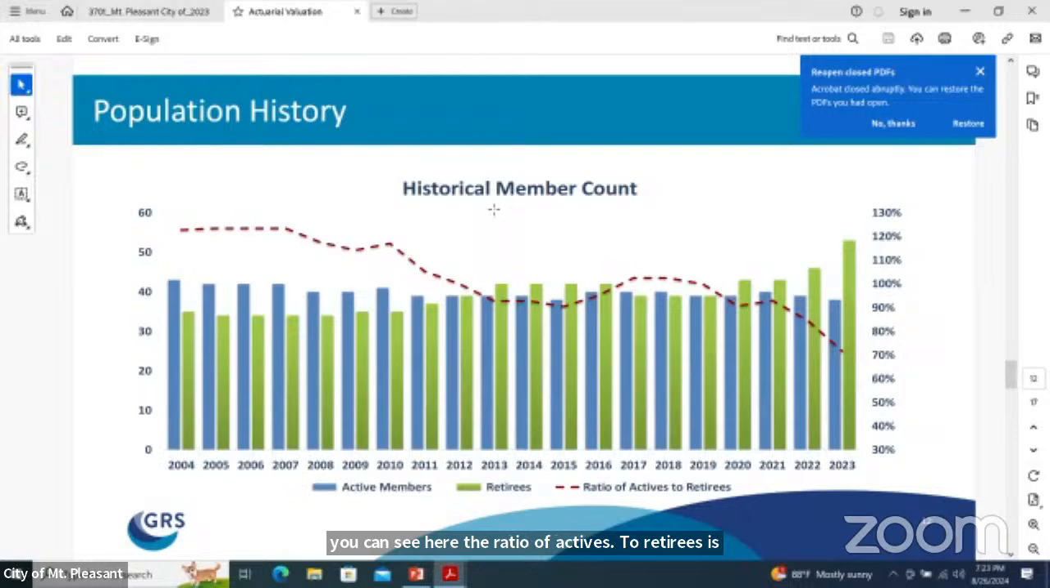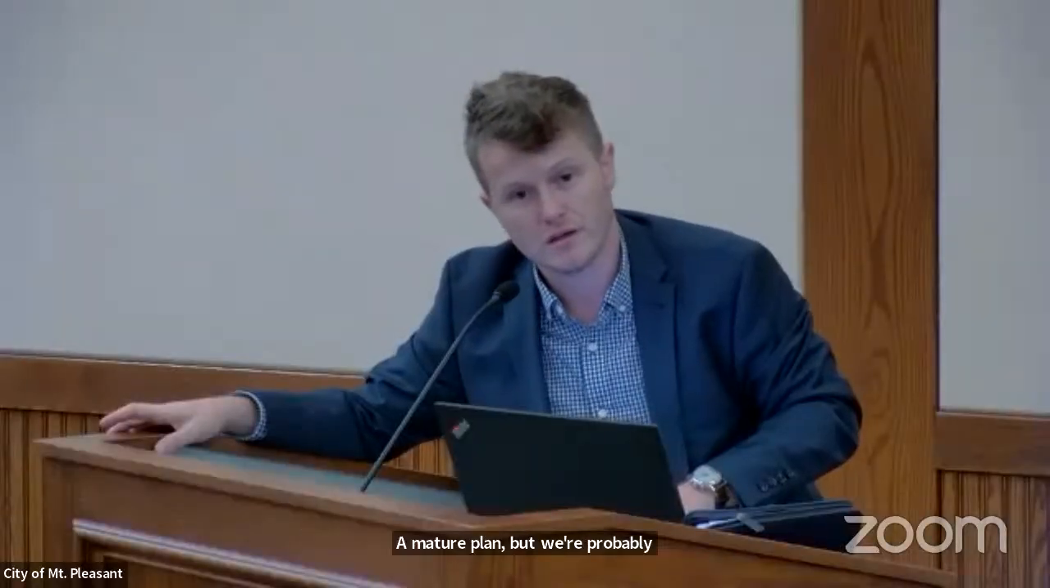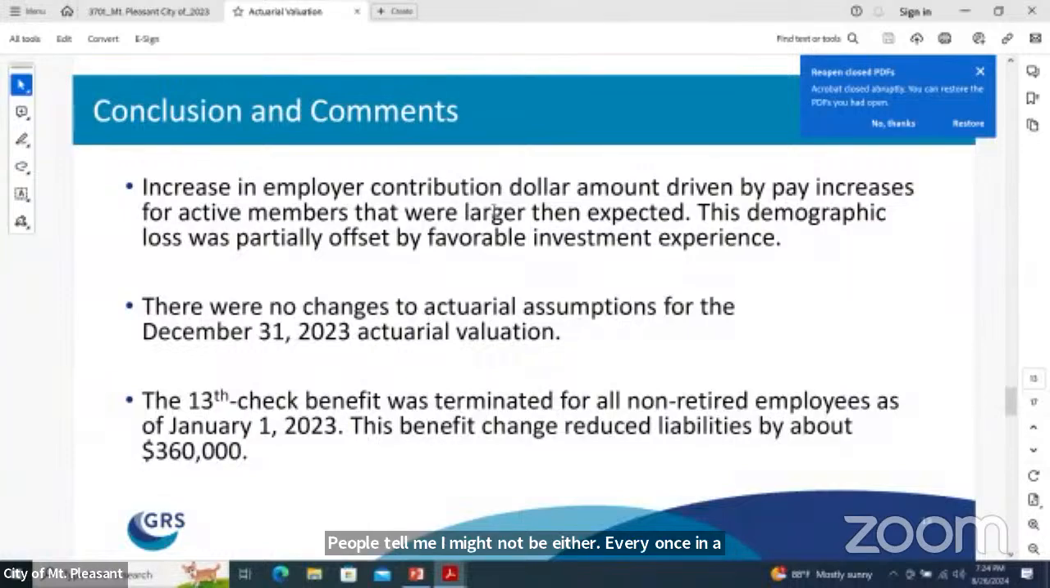That's what you'd really expect, because you have more retirees but the actives are staying the same. One gets bigger, one stays the same. Eventually, it's going to come to some kind of equilibrium. Generally, you'll have a ratio in the neighborhood of 65 to 70 percent, where it starts to stabilize. So we're on our way to becoming what's called a mature plan, but we're probably not at total maturity, which people tell me I might not be either every once in a while. Bring that to the conclusion.